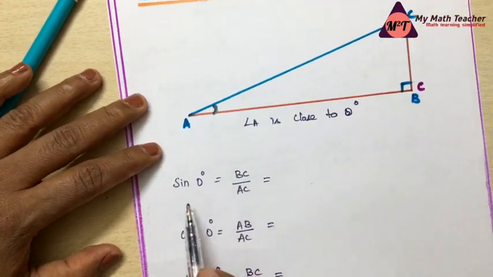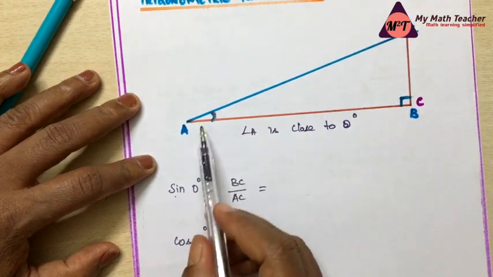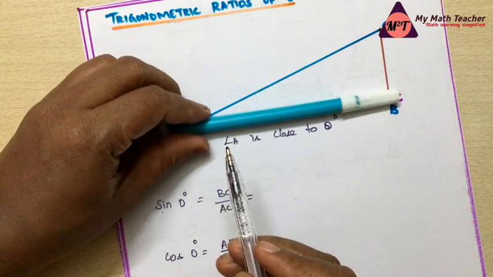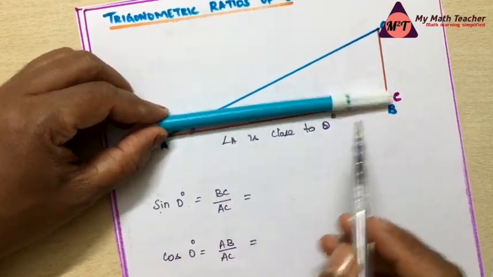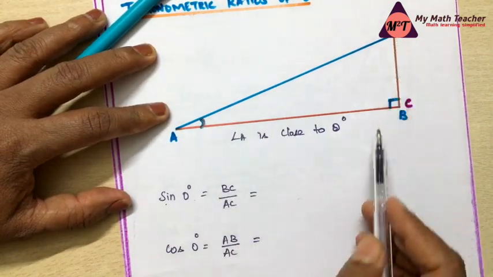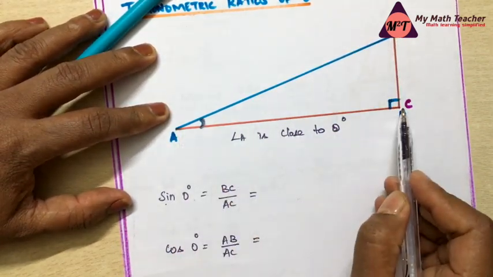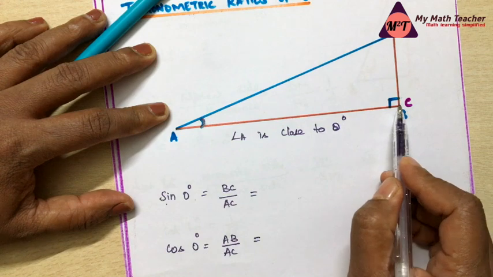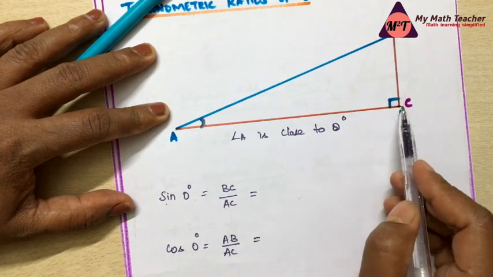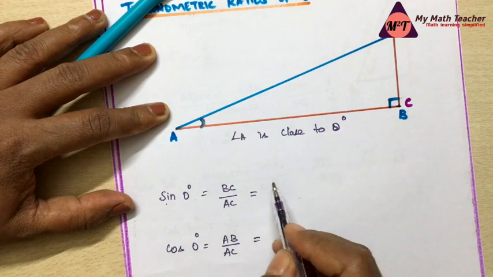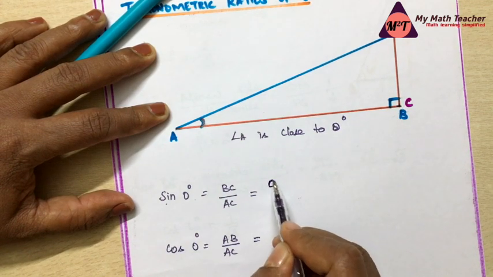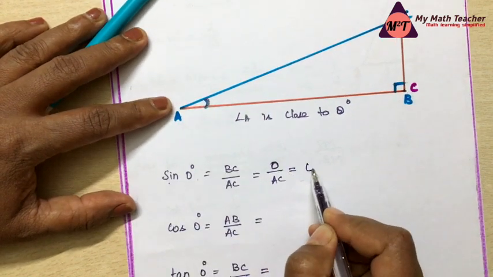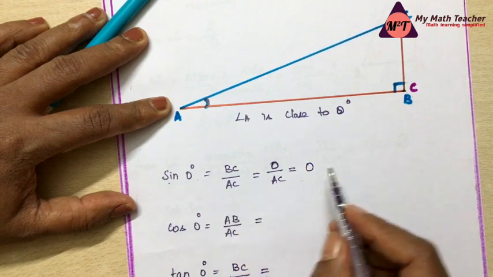Now let us find the ratio sine 0. With respect to this angle, if it is 0 degrees and flat, AC is exactly over AB. Now the opposite side is BC by hypotenuse AC. Now BC is the side, and B and C are very close to each other. It's almost 0, so it is 0 divided by AC. When you divide 0 by any number, the answer is 0. So sine 0 degrees is 0.